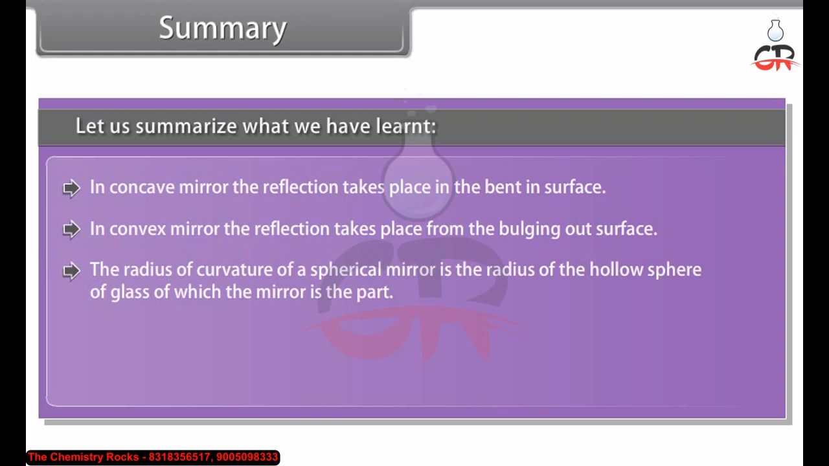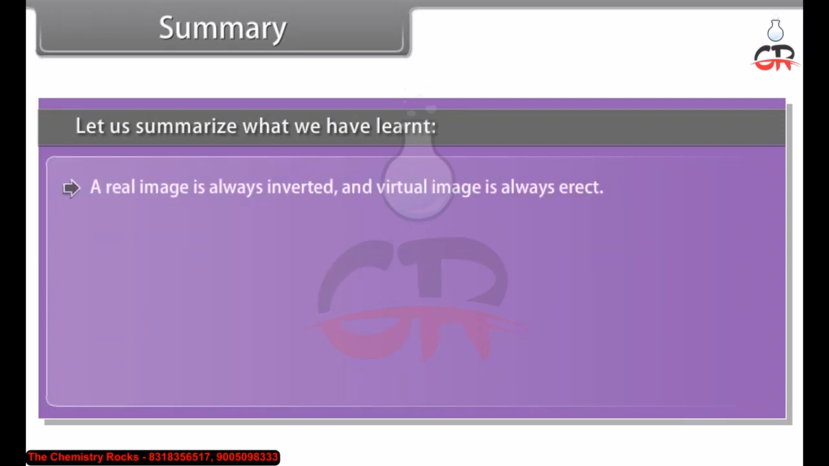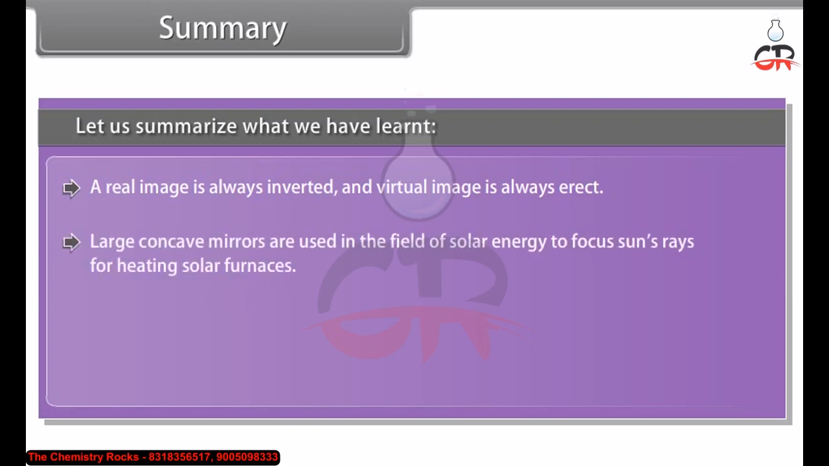The focus of a convex mirror is situated behind the mirror. The image is formed at that point where at least 2 reflected rays intersect. A real image is always inverted and a virtual image is always erect. Large concave mirrors are used in the field of solar energy to focus the sun's rays for heating solar furnaces. The object distance u is always negative in mirrors.